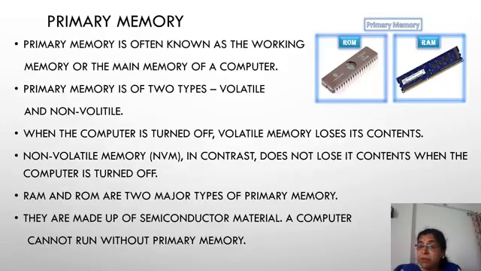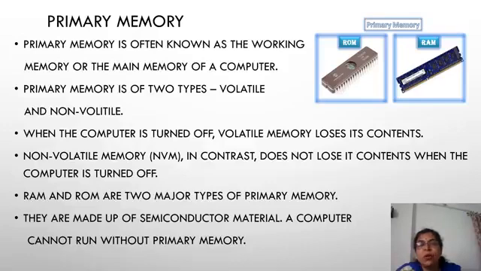Now what is primary memory? Computer memory is divided into two major parts, primary memory and secondary memory. Now first we'll see primary memory. This we have learned. We are revising all this. Primary memory is often known as the working memory or the main memory of a computer. Primary memory is of two types, volatile and non-volatile.